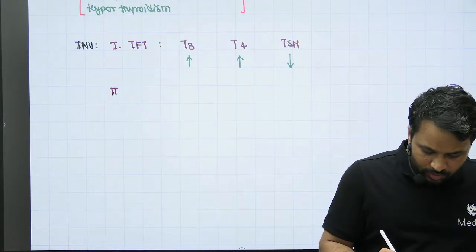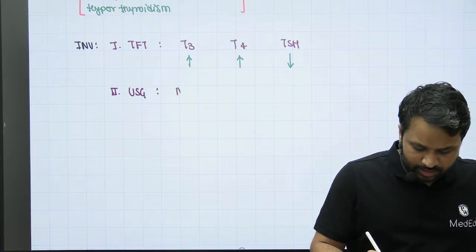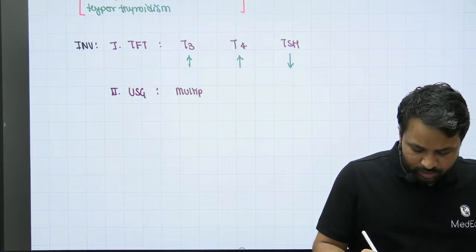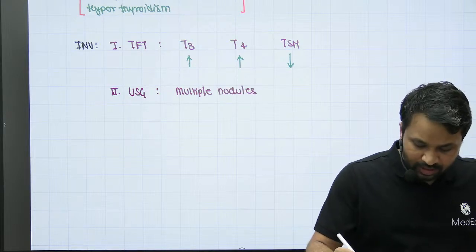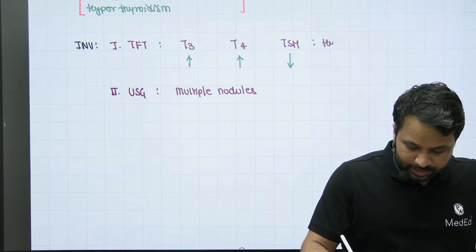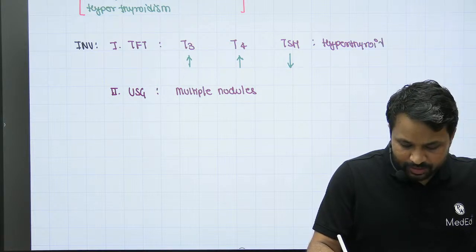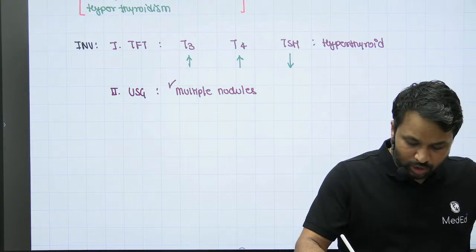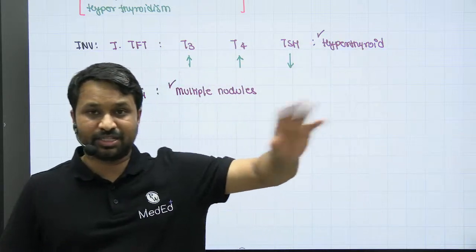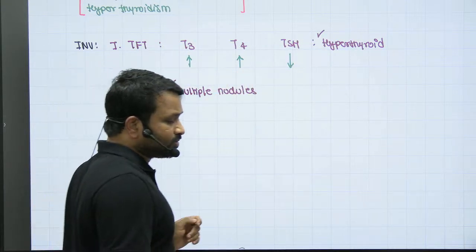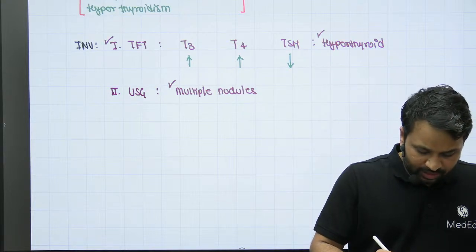Then I will do an ultrasound of the gland. In an ultrasound of the gland, I know it will have multiple nodules. So now you have a hyperthyroid picture with multiple nodules, right? If it was uniform, I would have thought in terms of Graves' disease. Now, if it is nodular, I'll think in terms of Plummer's disease. So I have done the TFT, I've done the ultrasound.